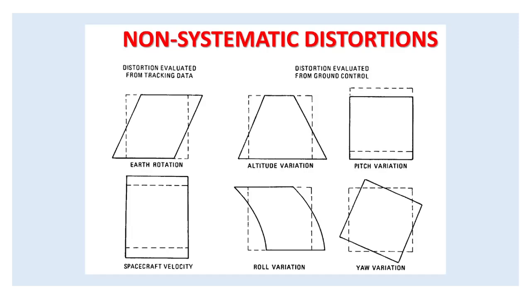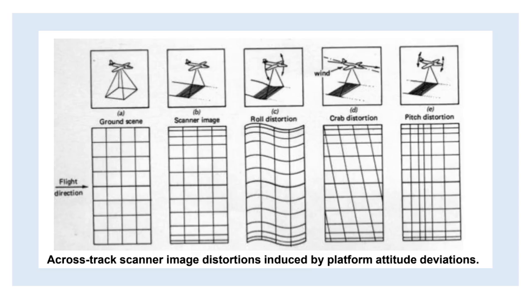Non-systematic distortions include Earth rotation, which can affect it, altitude variation, and pitch variation. Pitch variation means, for example, the satellite or even the aerial photography flight, the movement of the flight can cause it. Spacecraft velocity, roll variation, yaw variation, all these things. You just have to remember that there are systematic distortions and non-systematic distortions, which can result in some problems with the images that are generated.